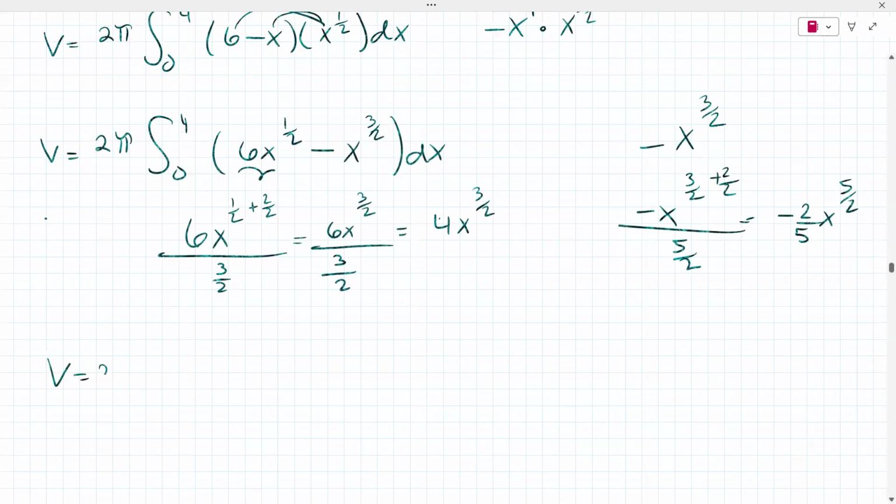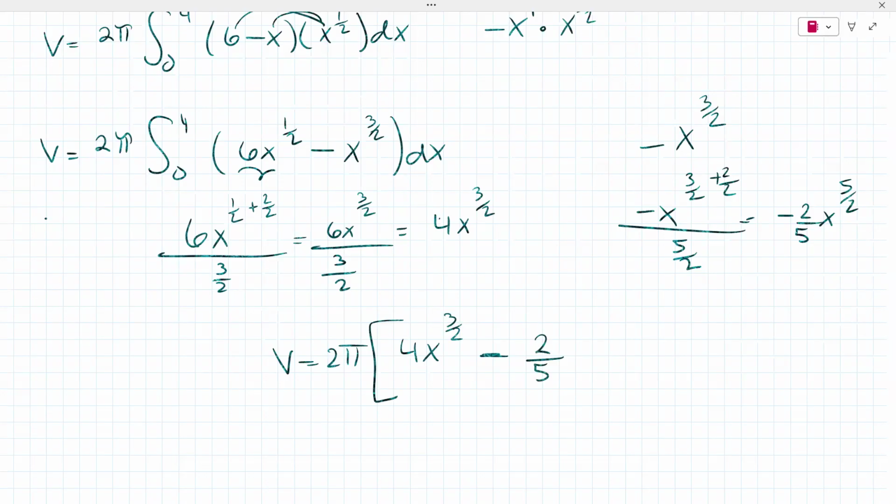So volume equals 2 pi from 0 to 4. We already did the integration. So V equals 2 pi, bracket, the integral of 6x to the 1/2 is 4x to the 3/2, minus, the integral of x to the 3/2 is 2/5 x to the 5/2. And then you do your upper and your lower.